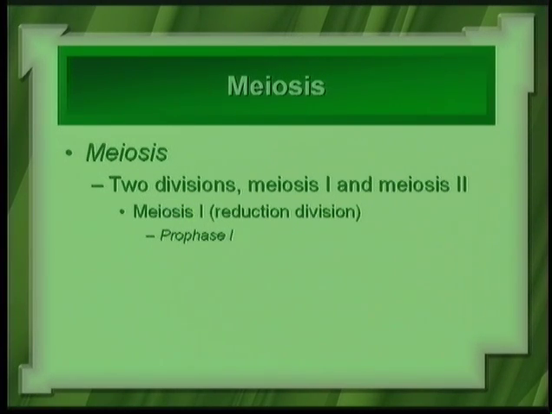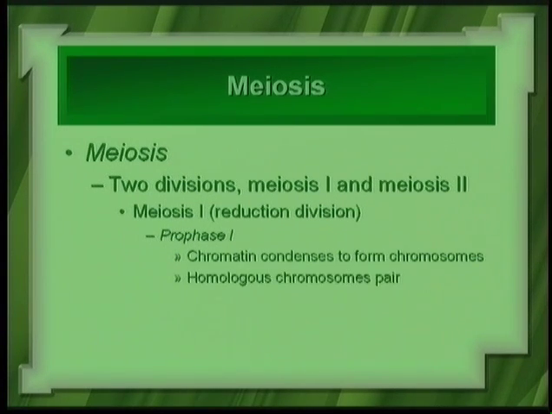During prophase 1, you have what we call homologous chromosomes, or chromosomes that carry the same genes. They tend to be attracted to each other, and they will oftentimes exchange genetic material, okay? The chromatin will condense to form chromosomes. Another thing that will happen is that these homologous chromosomes will pair with each other, okay? They'll pair with each other, all right?